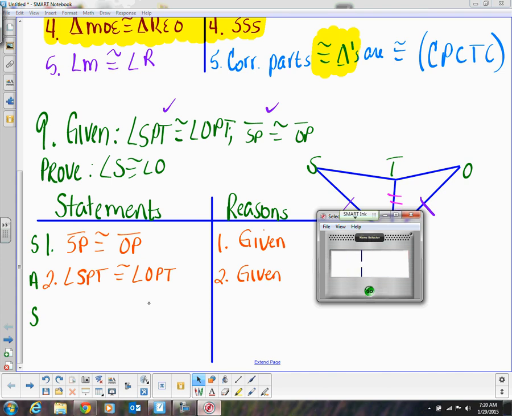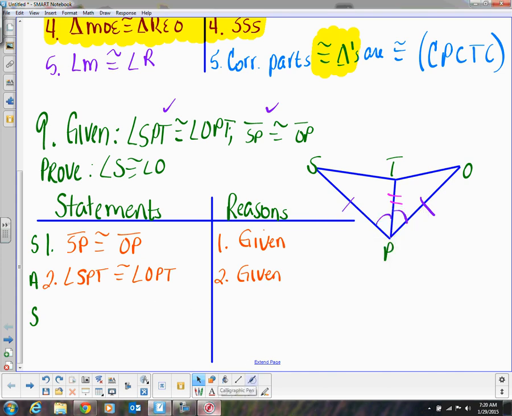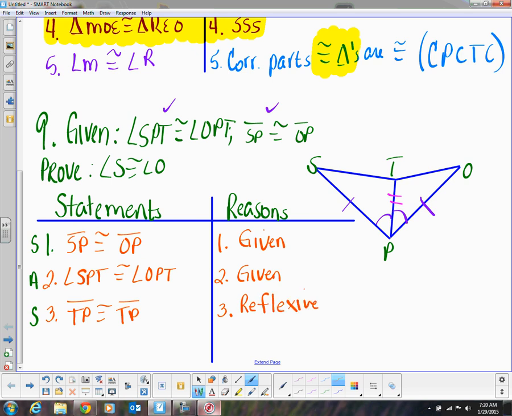So we have to go for what we have not mentioned. Travis, what have we not mentioned? TP is congruent to PT. What reason? Excellent. All right, so what is my next step?